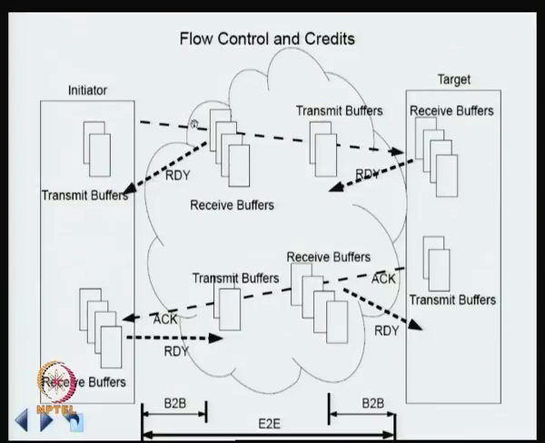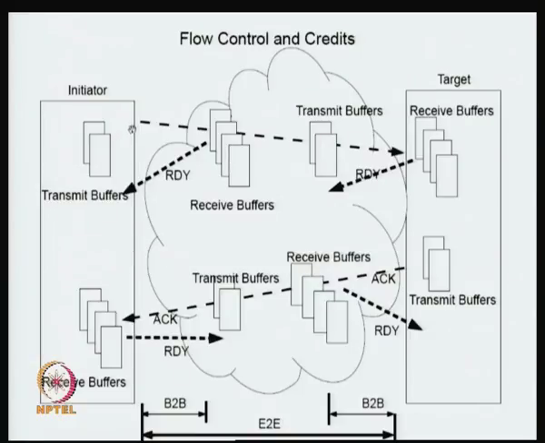So again, diagrammatically you can see the following. This is the initiator, this is the target, this is the transmit buffer. Basically the application has written some data into here, and then you want to send the data back to this target. As I mentioned earlier, the target has to send a ready signal back so that it can do it, and this signal has to percolate backwards.